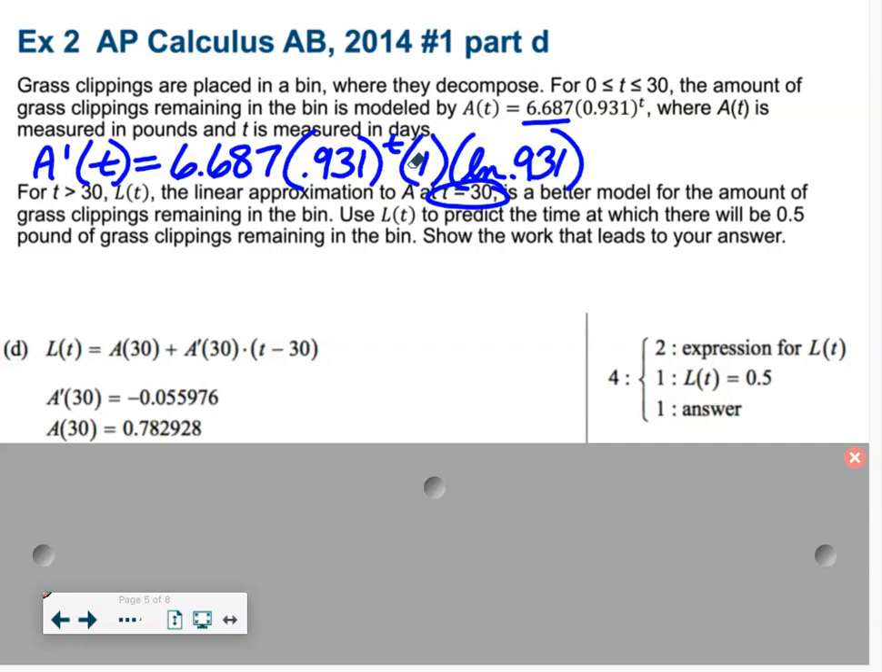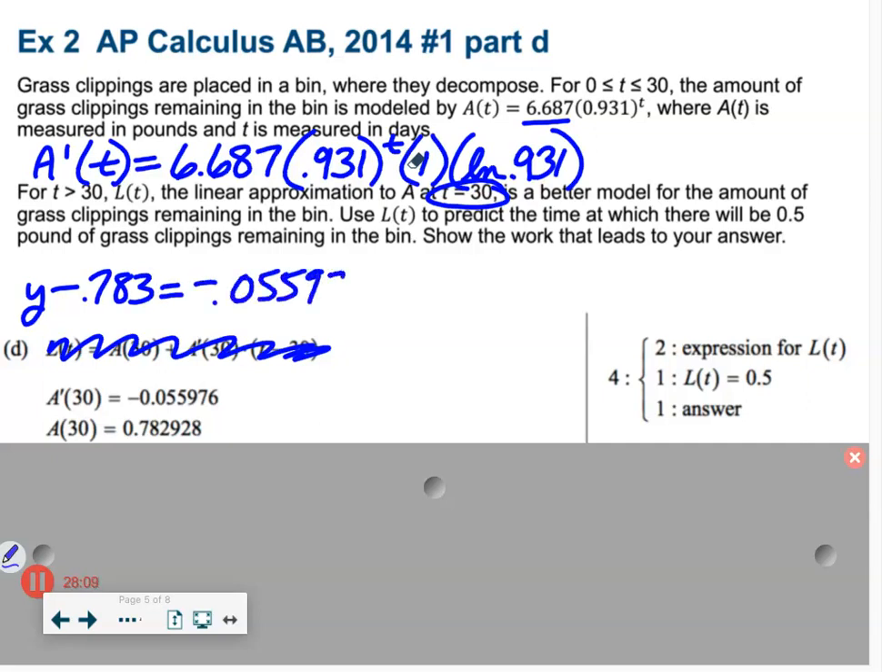Now, they don't write the equation. They give you this funky thing. I'm going to go ahead and write it out. So first, you know what? I'm going to write it first with y and t, and then I'm going to call it all t. So y minus 0.783-ish equals negative 0.055976 times t minus 30.